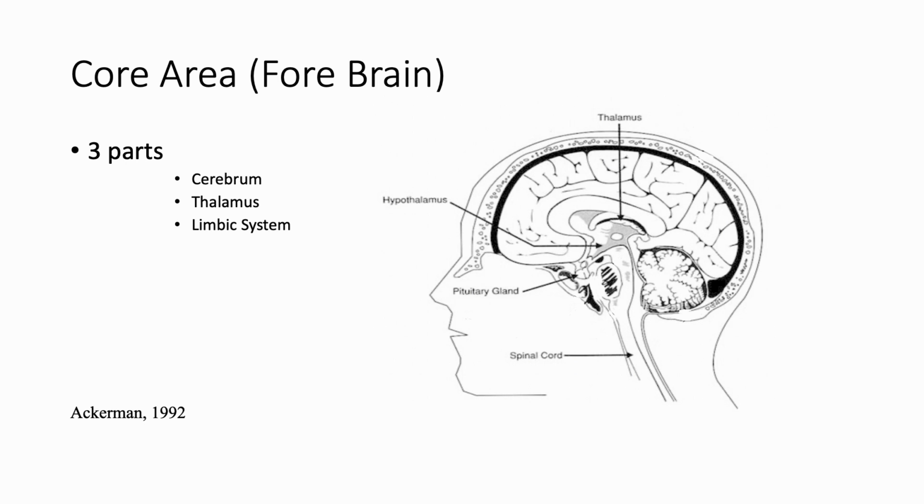Next is the core area of the brain, formerly known as the forebrain. It is also divided into three main parts: the cerebrum, the thalamus, and the limbic system. This is the anterior part of the brain, so we know it has to do with perception, movement, and the body's vital functions.